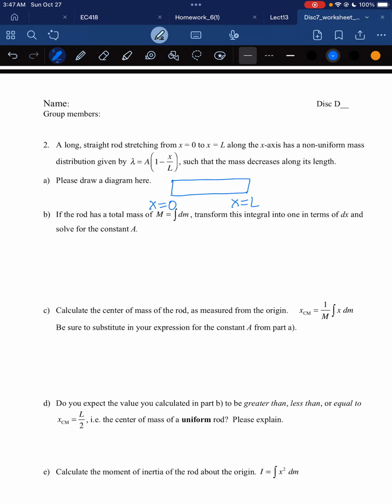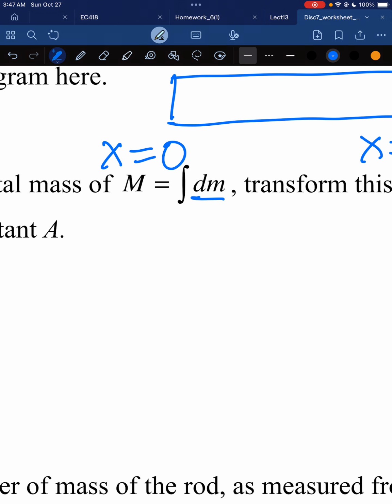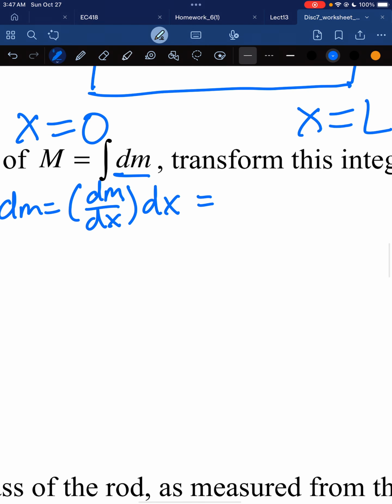And if the rod has a total mass of m is equal to the integral of dm, transform this integral into one in terms of dx and solve for the constant a. So we need to know, how does our quantity dm relate to dx? Well, we know that dm is equal to dm over dx times dx, right? Because I can cancel out the dx's and dm will equal dm. But dm/dx is also our lambda function, our linear mass density. So I can express dm as lambda dx.